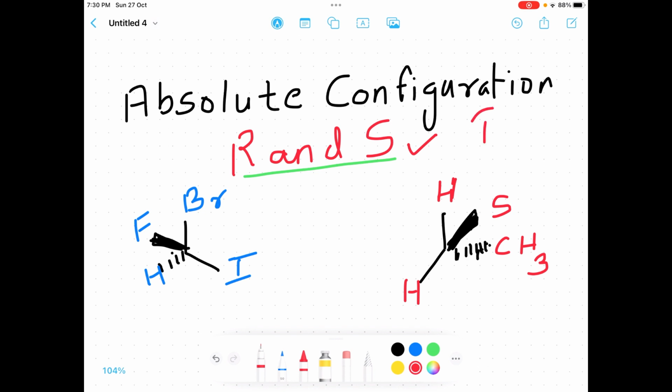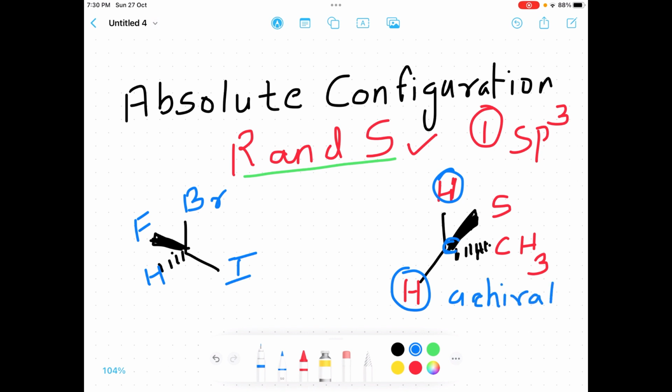Firstly, you have to identify the chiral center, meaning the carbon that is sp3 hybridized and has 4 different groups. Let's see this example where the carbon is attached to 4 groups. It is sp3 hybridized, but as you can see, 2 groups are the same. 2 hydrogens are present on the carbon, so it's not a chiral carbon. We can say it's achiral.